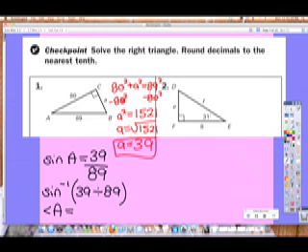Once you know angle A, use the 180 rule to solve for angle B. So just think to yourself, what plus 26 will equal 90? Garrison said 64. Anybody agree with that? Okay. 64 for this one.